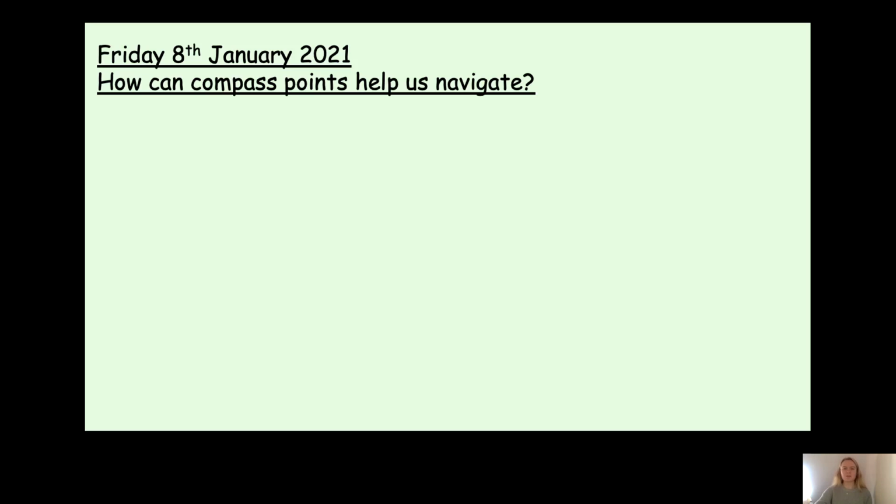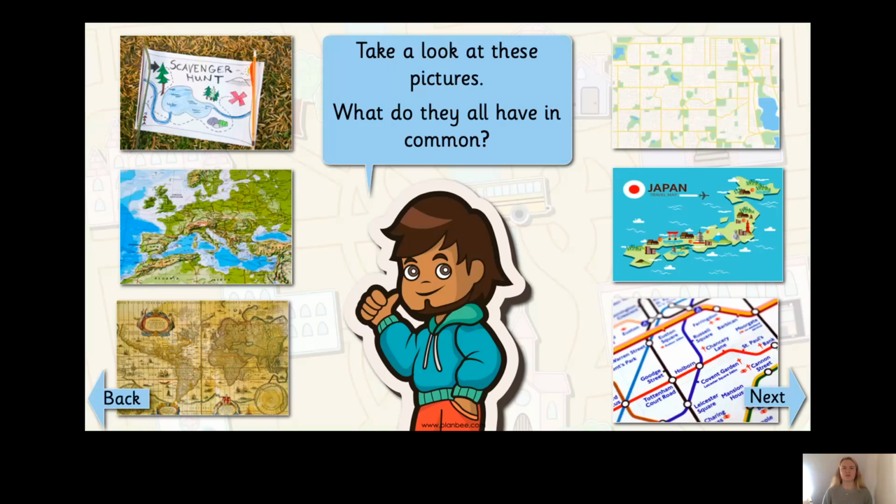So to begin with, can you look at these pictures for me? What do they all have in common? Tell the screen. Yes, that's right. They're all maps, aren't they? But what is a map?